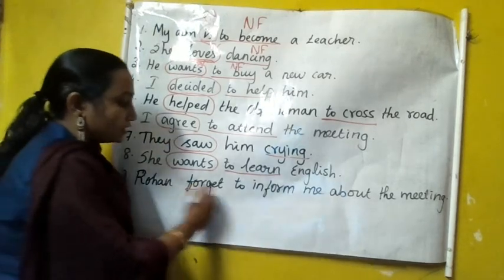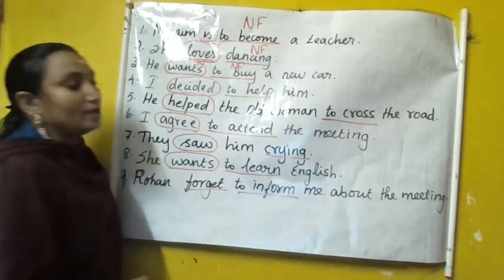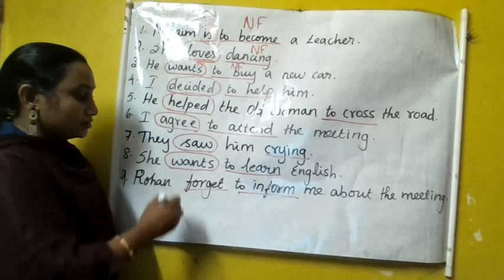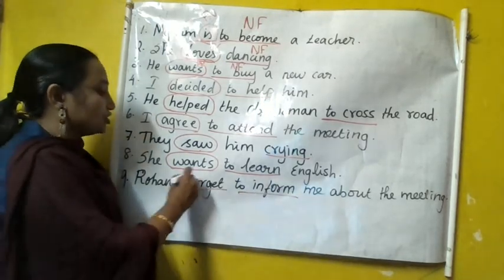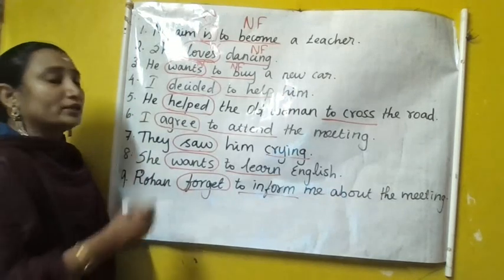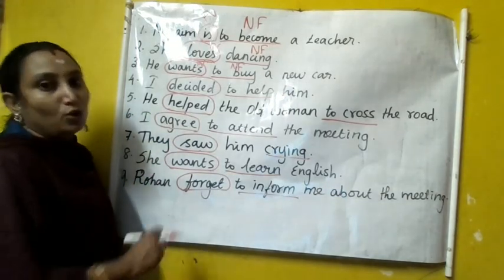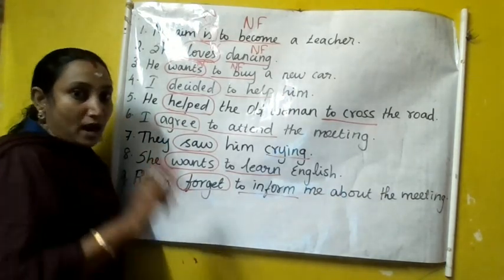Rohan forgot to inform me about the meeting. So forgot, it comes next to the subject. Subject ന്റെ തൊട്ടടുത്ത് വരുന്ന verb ഏതാണോ അതാണ് finite verb. ആദ്യത്തെ ഐഡന്റിഫിക്കേഷൻ.